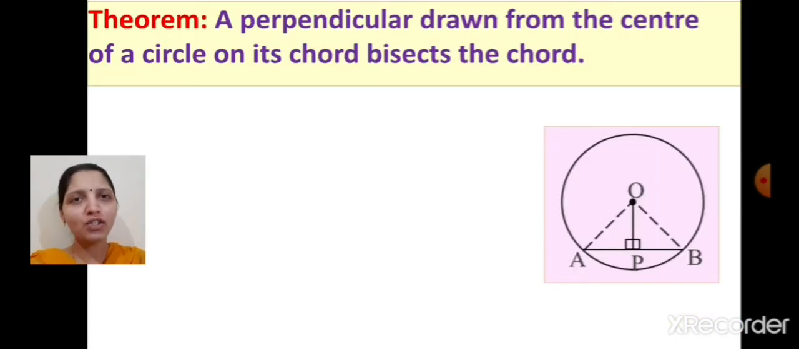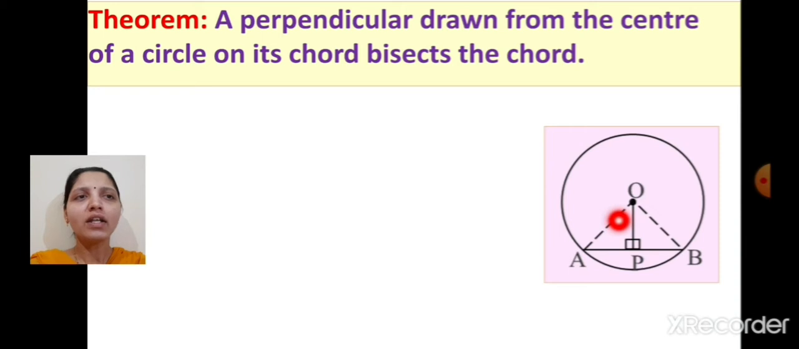In the previous session, we have learned a few basic concepts regarding circle. So can you define the circle? Yes. A circle is a set of points which are equidistant from a fixed point in a plane. Then we have learned the center of the circle. What is the center of the circle? It is a fixed point which is equidistant from all points of the circle.